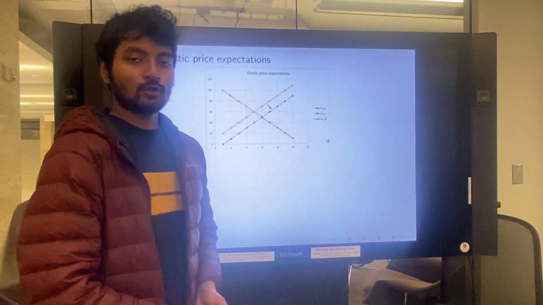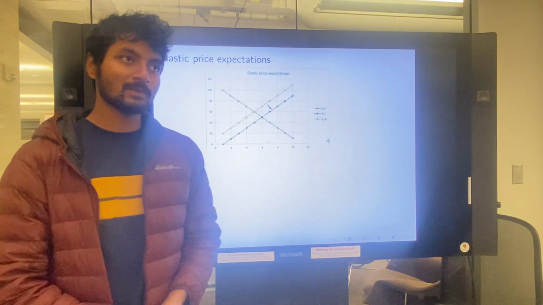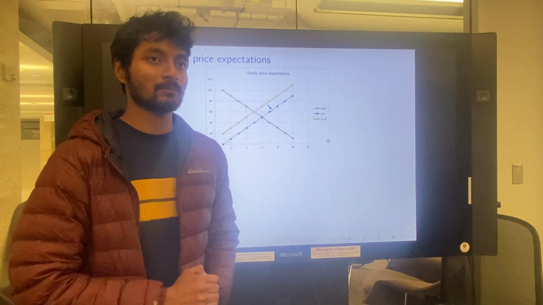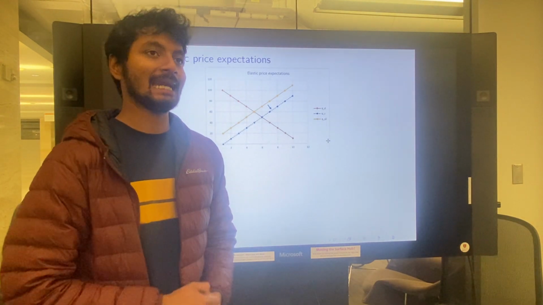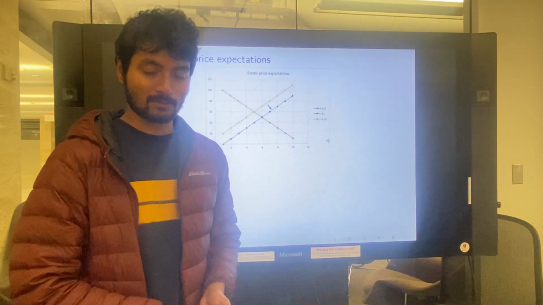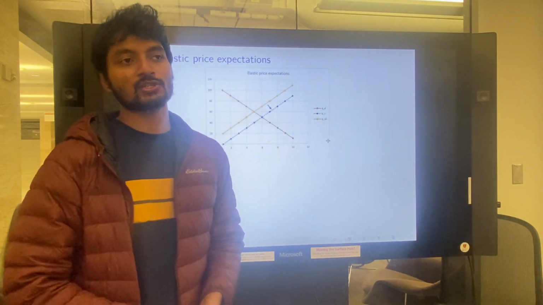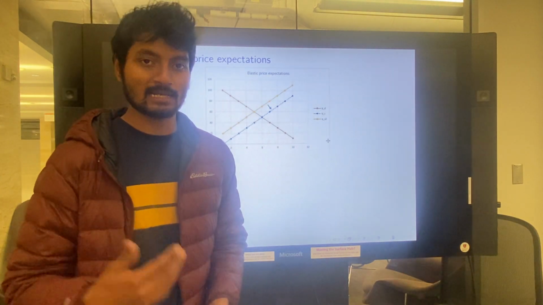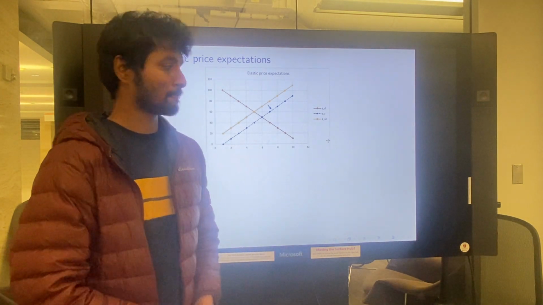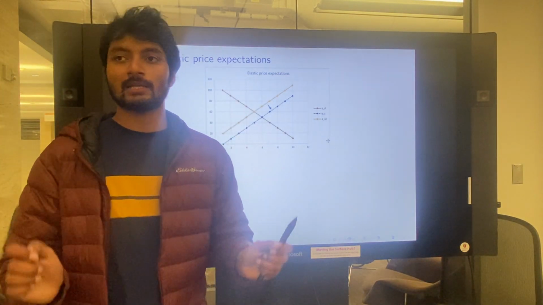Next, we will move on to another example, and this time we are going to talk about what happens if price expectations are elastic. We have talked a little bit about elasticity. Here the idea is that suppose there has been a change in price in the current period, and my expectations are that in future this change will be replicated again and again, then that will affect the way I make my decisions.